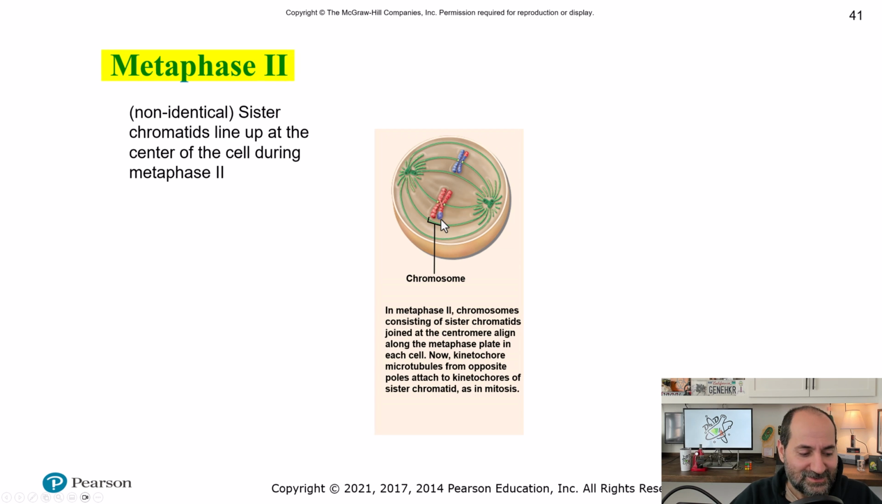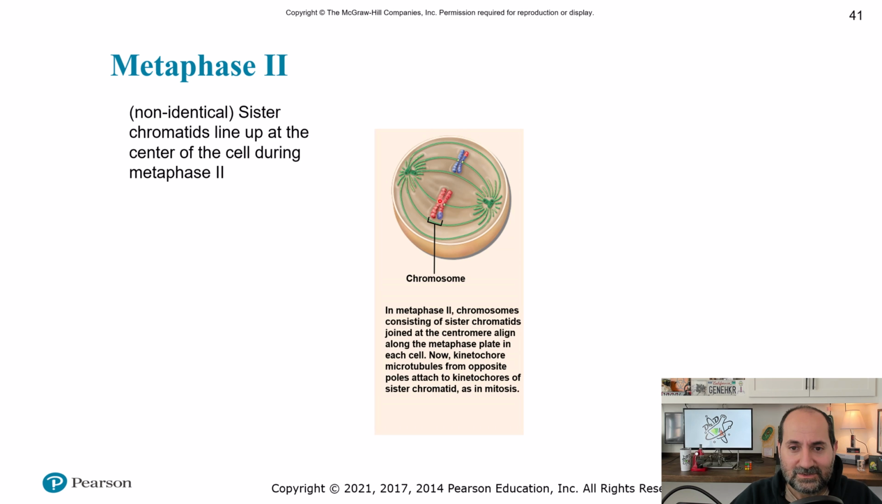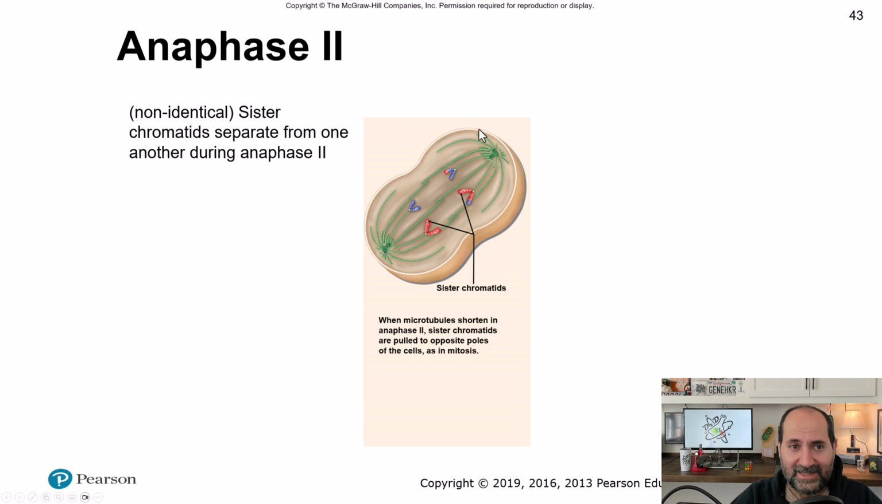Now, in Metaphase II, those sisters, those non-identical sisters line up. Okay, the non-identical sister chromatids line up down the metaphase plate. Anaphase II, you guessed it, the sisters separate from one another. The non-identical sister chromatids separate from one another. So for example, 1 copy of mom's chromosome 1 is headed to this cell. 1 copy of mom's chromosome 1 is headed to the other cell.